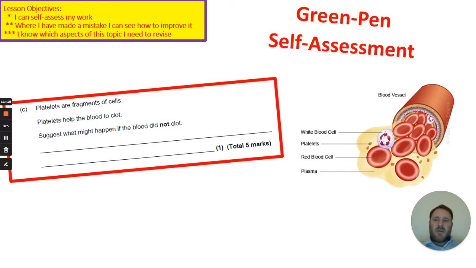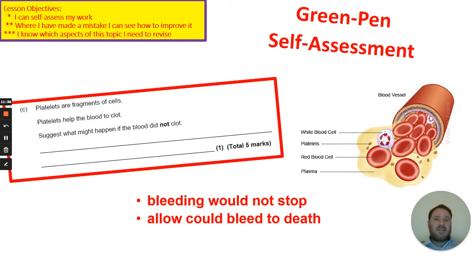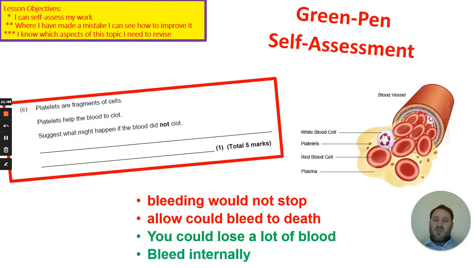And the question asks, what might happen if the blood didn't clot? So I'm going to give you 2 low-level answers, which you'll see in red, and then I'll give you 2 better GCSE answers in green. All the answers are correct, but some are a little bit more scientific. So you might have said that bleeding wouldn't stop. You might have said you might bleed to death, which is a bit dramatic. Okay, perfectly fine. But better to say that you could lose a lot of blood, or you might bleed internally. Okay, that's similar to what a bruise is. So you bleed internally. So red ones are fine, green ones are better. So any one of those would get you the mark.